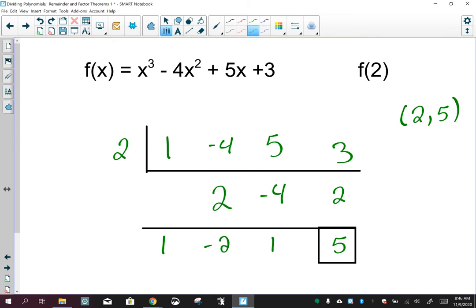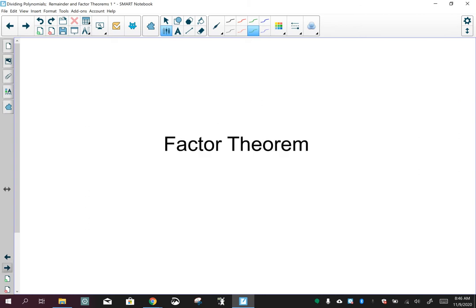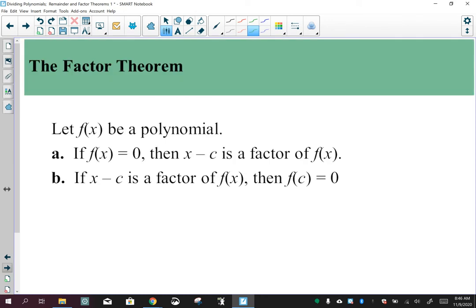Pretty simple. So let's look at our final theorem then. The factor theorem. So the factor theorem basically says if you go through the whole synthetic division process and you wind up with a 0 in the box, then you have a 0 at that specific number. Basically, it crosses the x-axis at that number. Your graph does. So that's what the factor theorem says.